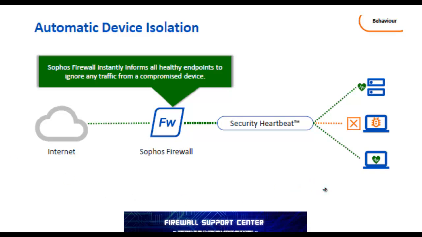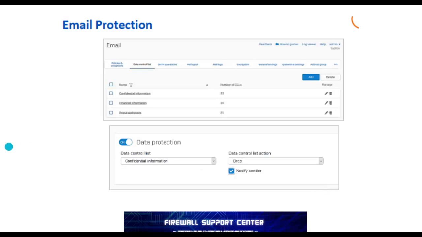Email protection stops data from being leaked outside of the organization by email. You can create data control lists from the Content Control List, CCL. CCLs are based on common financial and personally identifiable data types. For example, credit card or social security numbers, postal or email addresses. When Sophos Firewall finds a match for the specified information, it applies the action specified in the policy.